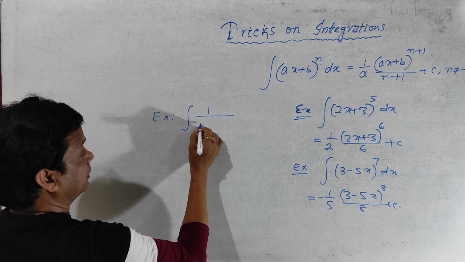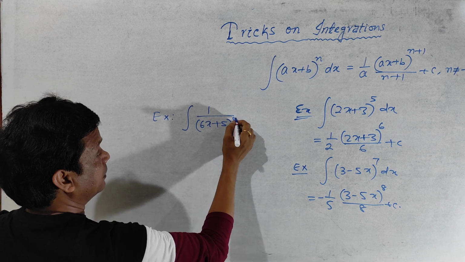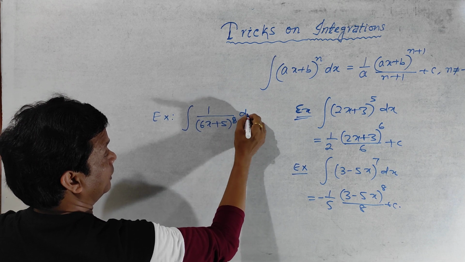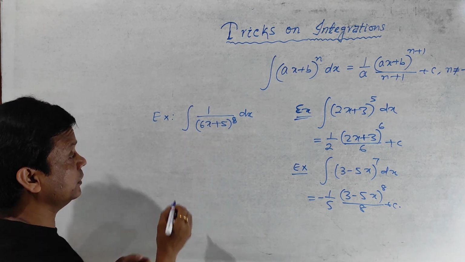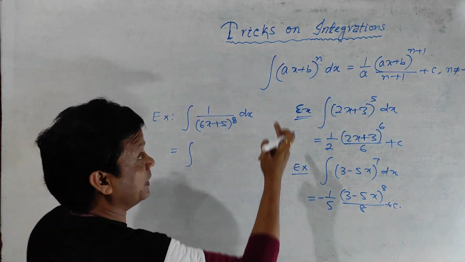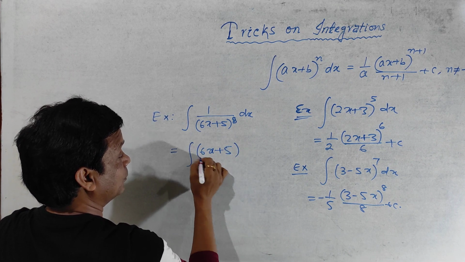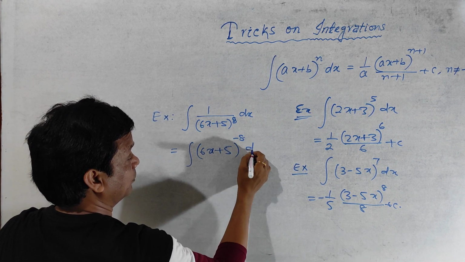Integration 1 by (6x plus 5) to the power 8 into dx. So how to do this one? Take (6x plus 5) to the power 8 to the numerator, because it is in the denominator. So (6x plus 5) to the power minus 8 into dx.